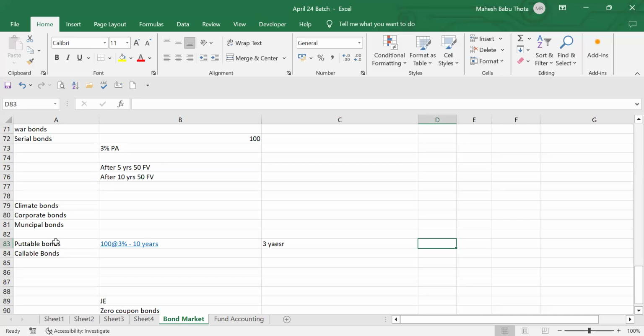But who will have this right? The company or the bond holder? The bond holder. If the bond holder has the right to redeem the bond, redeem is nothing but getting back our capital. We cannot use the word cancel. That is called redemption, redeemable. So if the bond holder has an option to redeem their capital, that is called a puttable bond.